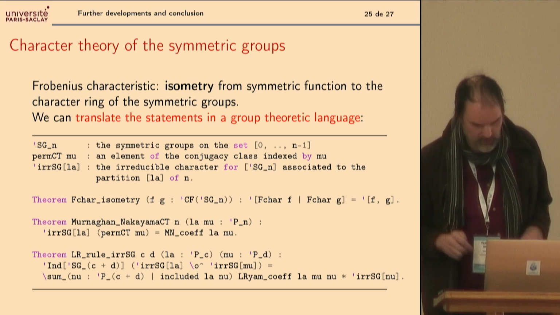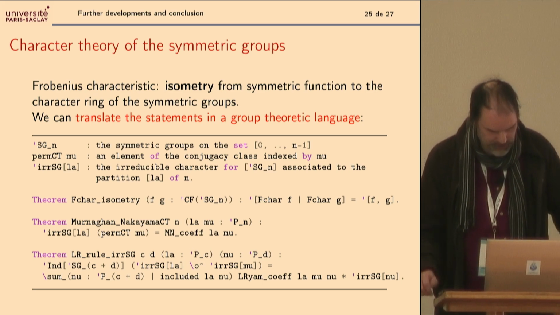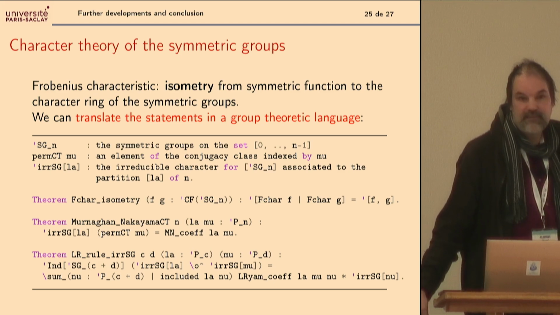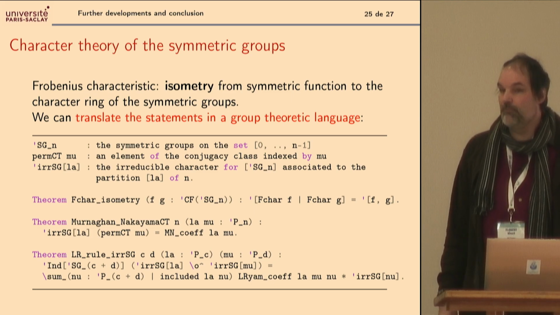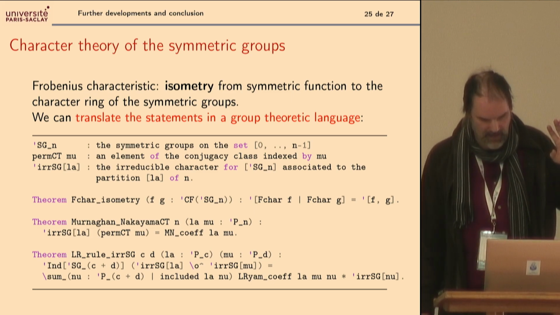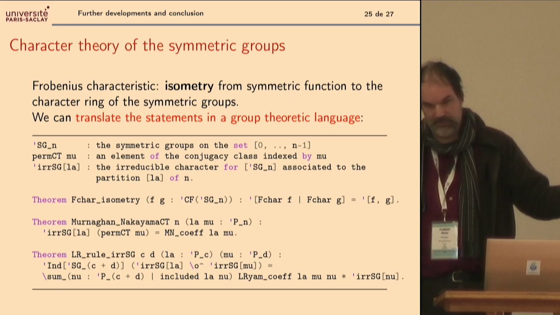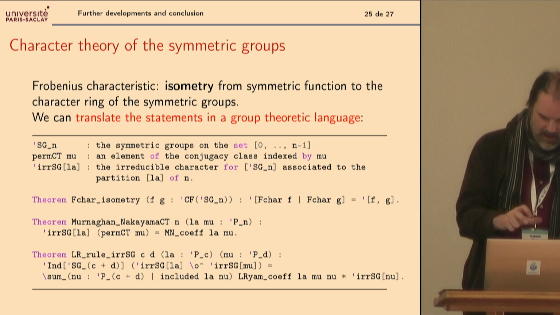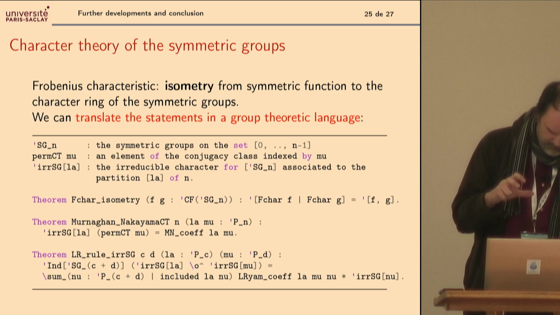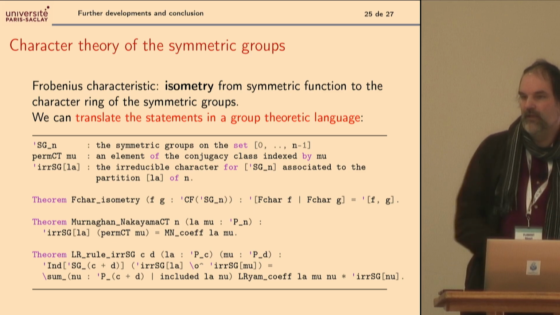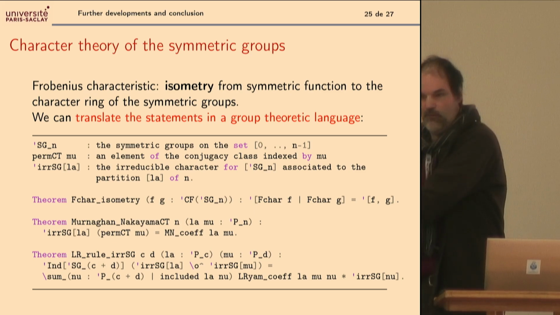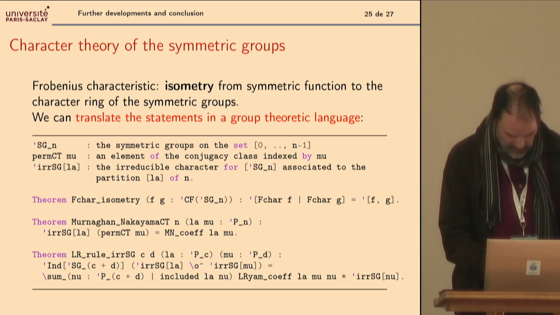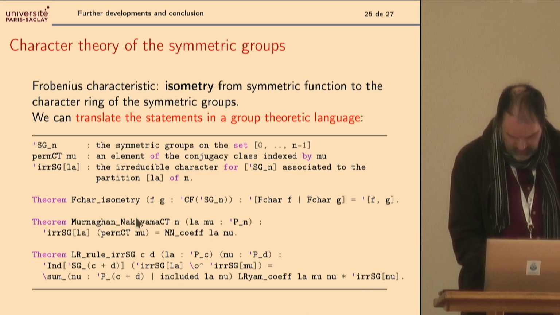So it's time to go to some conclusion. First, I presented everything in terms of polynomials, but there is an isometry which is due to Frobenius, which allows to translate everything which was proved in the language of polynomials into the language of character theory for the symmetric group. So I did this translation, and you have those two statements.